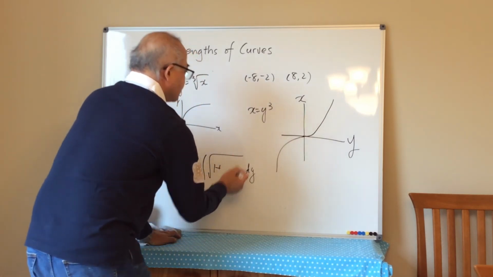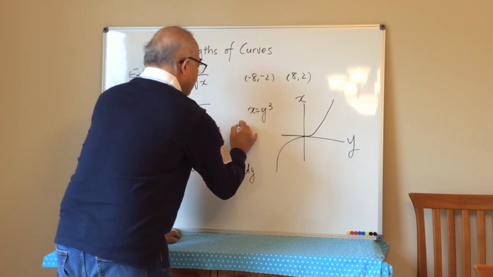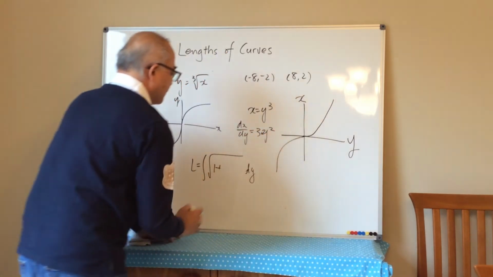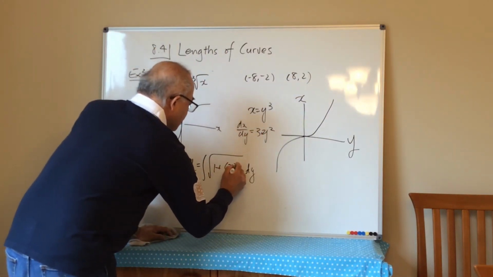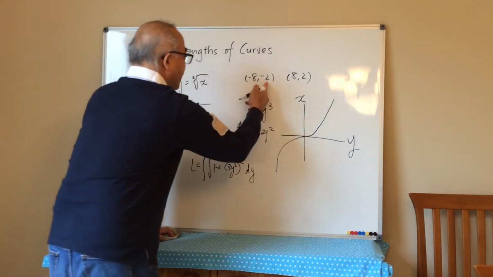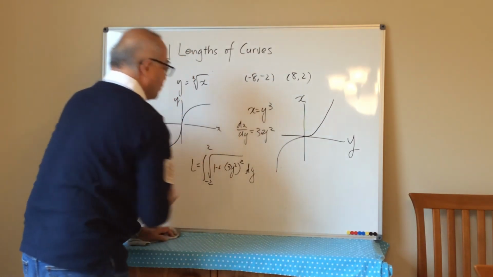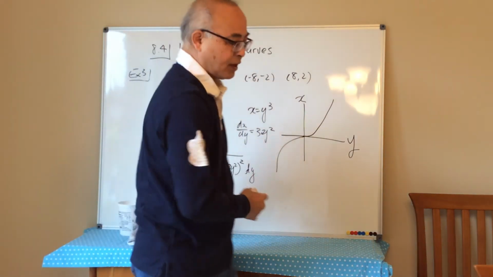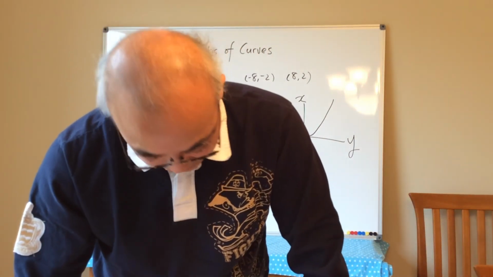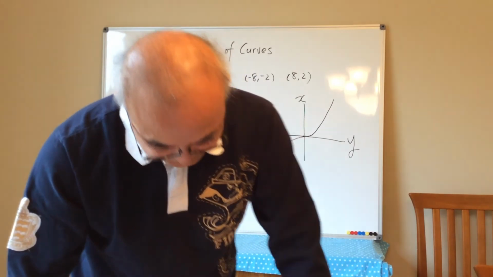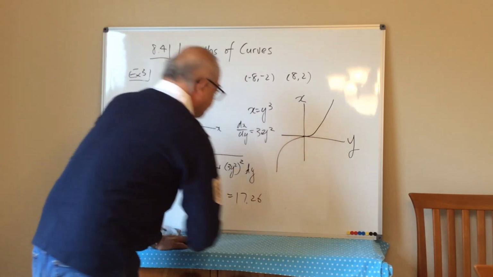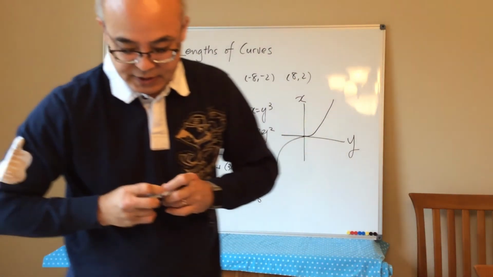So I'm going to end with dy here, which means that I want to use the square root of 1 plus dx over dy squared part. So dx over dy is going to be what? So dx over dy here is going to be 3y squared, right? So I'm going to have 3y squared here. I'm going to go from where to where? Y is going to go from -2 to 2. Okay? So this is what I need to do. And then you can go ahead and nint it from there. And if you nint it, you're going to get what? You're going to get 17.26. Okay? So that's how that works.